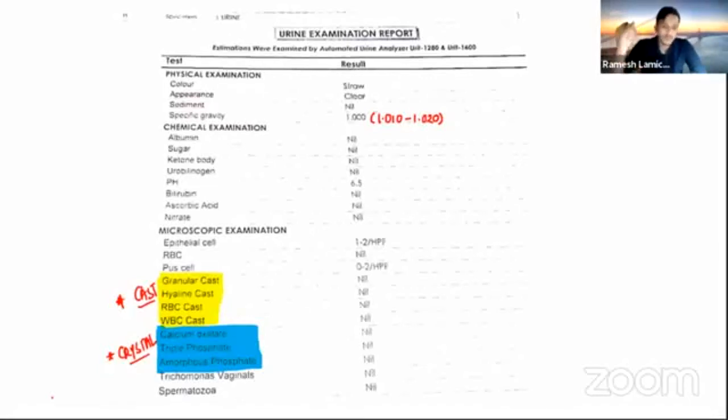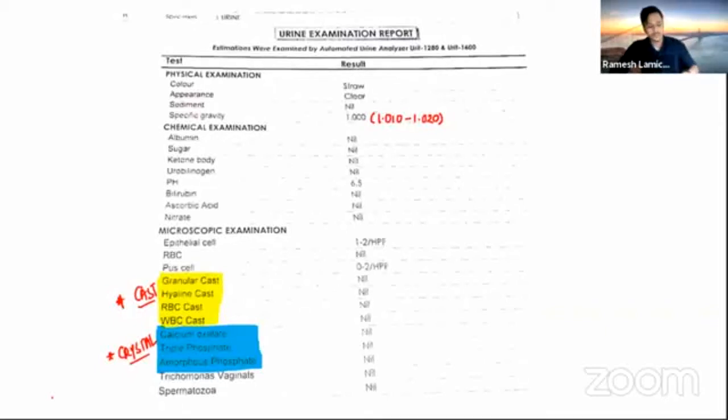Albumin will be present whenever there is proteinuria. Sugar will be present when there is an increase in the glucose level. Ketone body can be present in case of diabetic ketoacidosis. Urobilinogen will be present or increased whenever there is hemolytic or hepatocellular jaundice. And normal pH of the urine is 4.5 to 5.5. It is acidic. And bilirubin sometimes can be present.